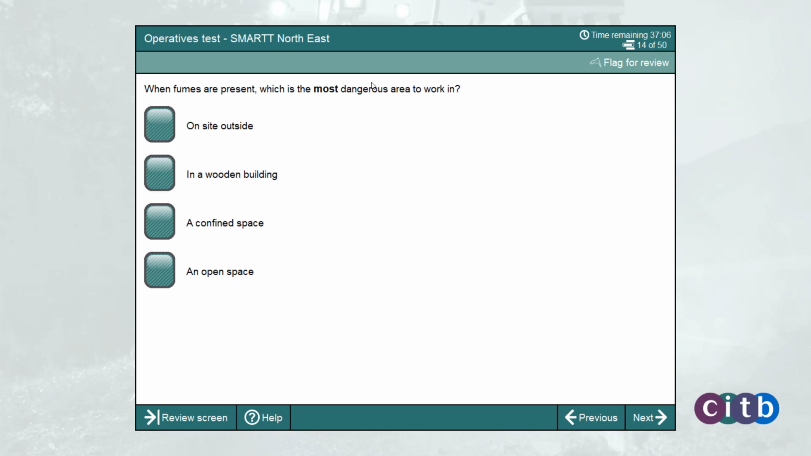When fumes are present, which is the most dangerous area to work in? On-site outside. In a wooden building. A confined space. An open space.